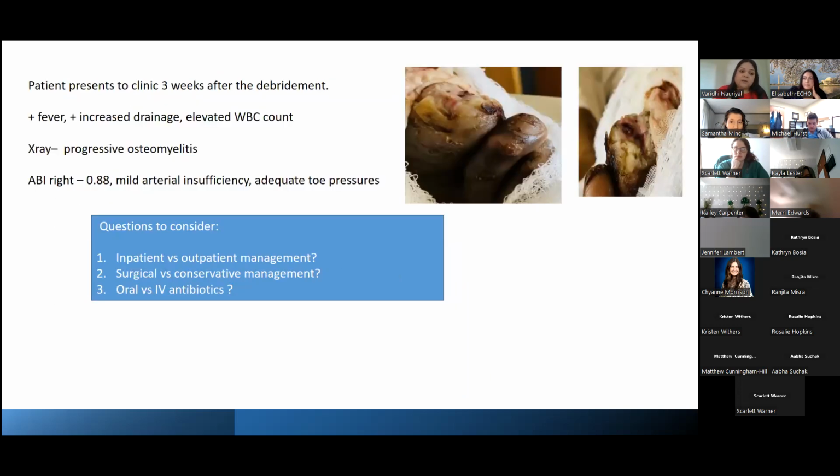I apologize for the picture right now, it was challenging to get this picture in the patient, but this same patient presents 3 weeks after the debridement that was done.